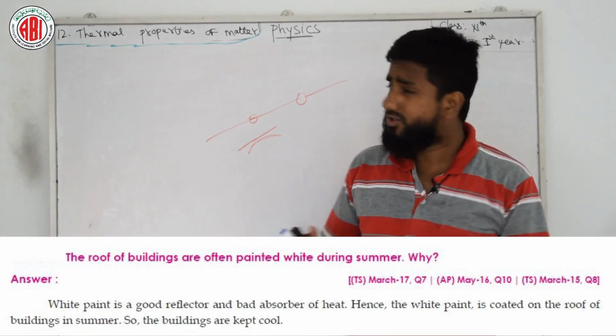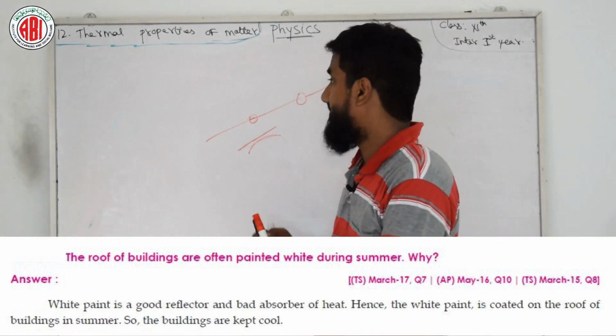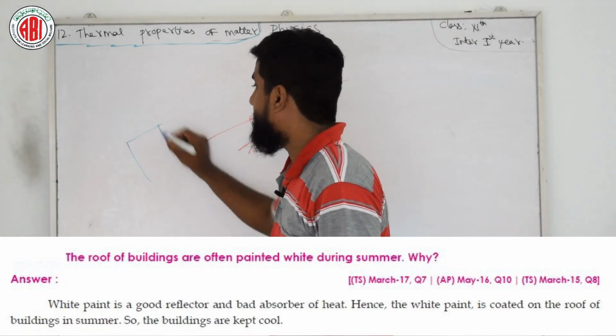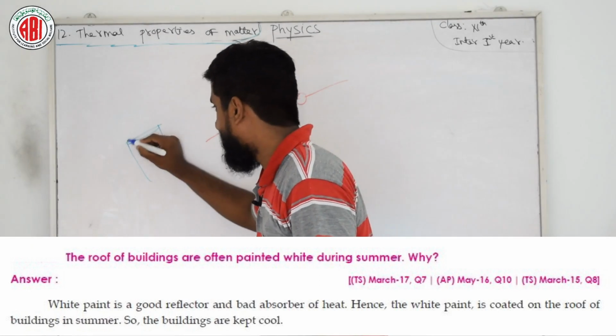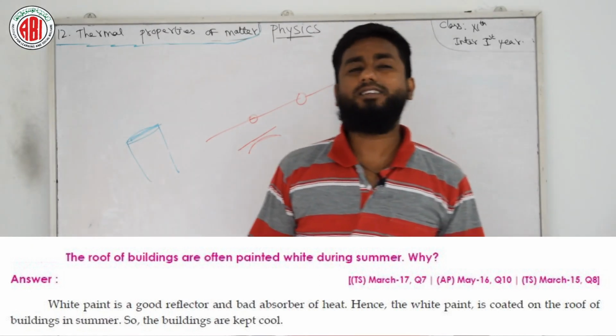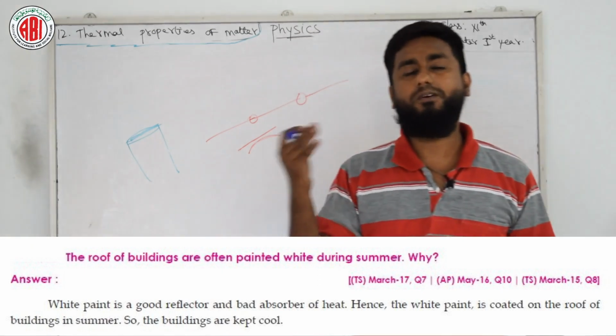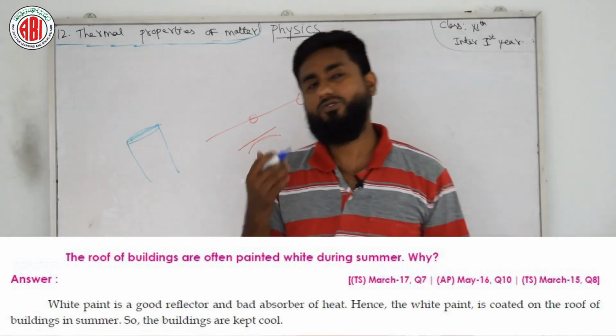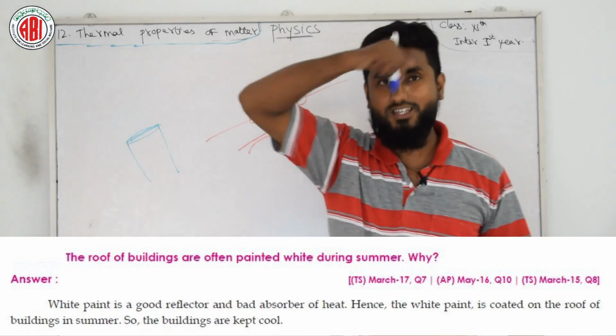In the summer season you might have seen that we coat some paint on the lower or upper side of the roof, depending on our choice or will. So what is the reason to keep that white paint on the upper or lower roof? You can see the answer here itself.